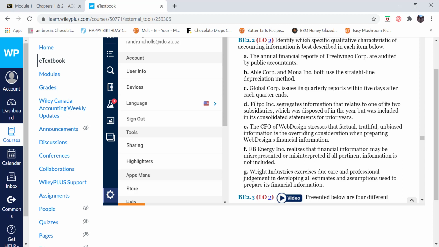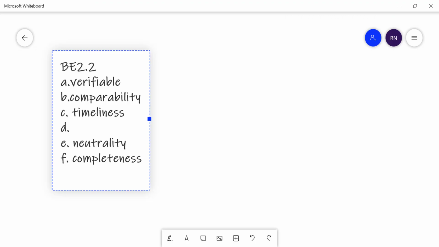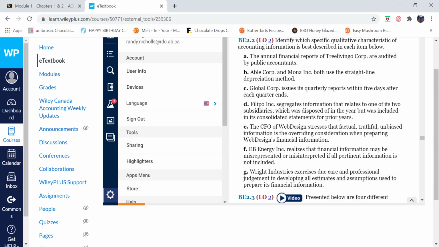And G, exercises due care and professional judgment in developing all estimates and assumptions used to prepare its financial information. Yeah, I'm not sure that wording is really good. What they're getting at there is free of error, but I'm not sure I'd get off that. Those ones in particular, probably different answers would work okay. Okay, let's call that good for this video. Again, just get comfortable with the terminology and kind of understand what the meanings are.